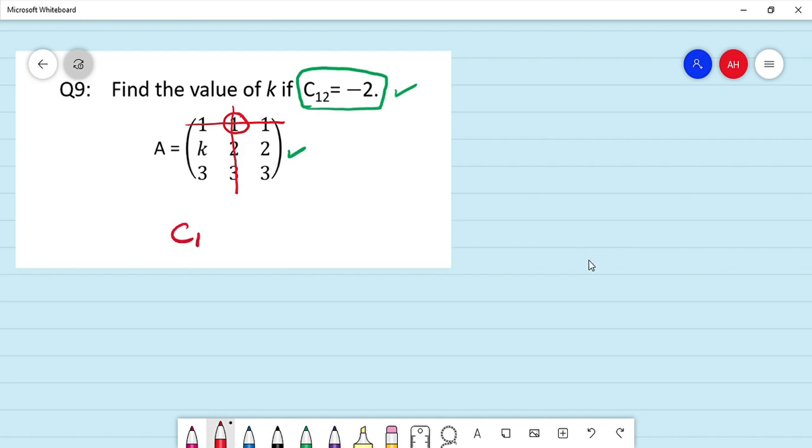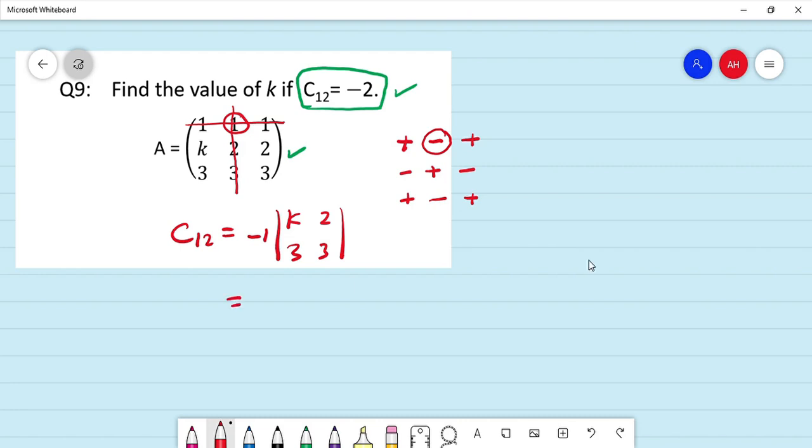So cofactor 1, 2 is actually equal to, what's left here is we have K there, and we have 2, we have 3 and 3. Now we still have to remember the sign, positive and negative. Positive, negative, positive, negative, positive, and negative. We have positive, negative, and positive. Now position 1, 2 is over here. Okay, we have to multiply by negative 1. So we have negative 1 outside.